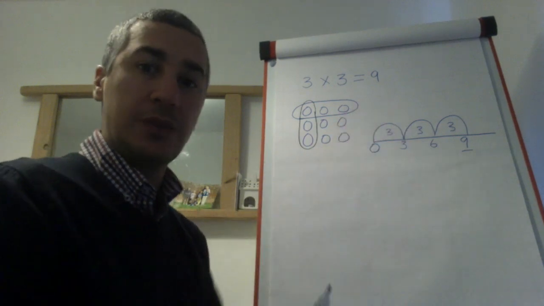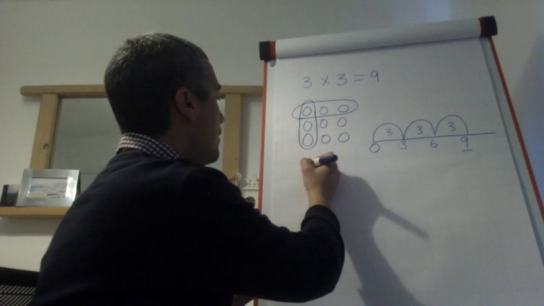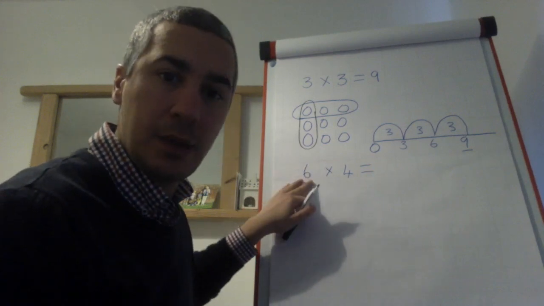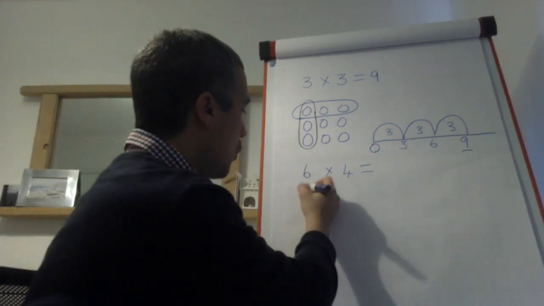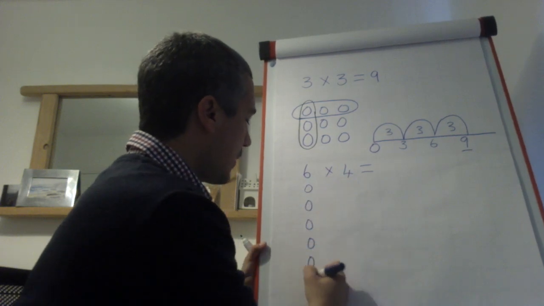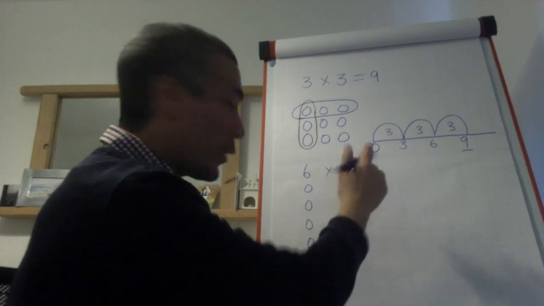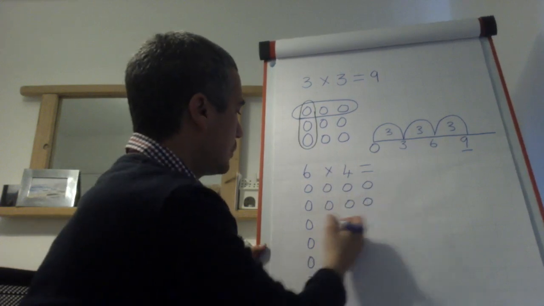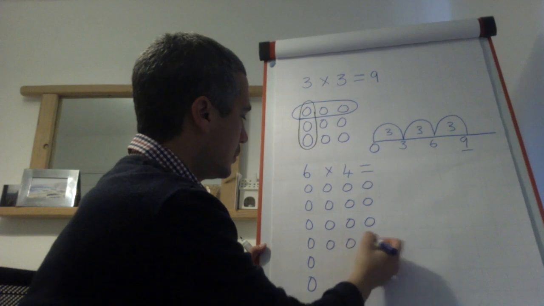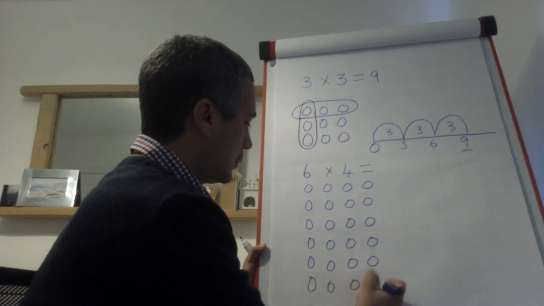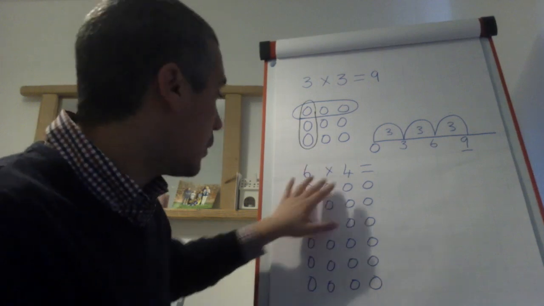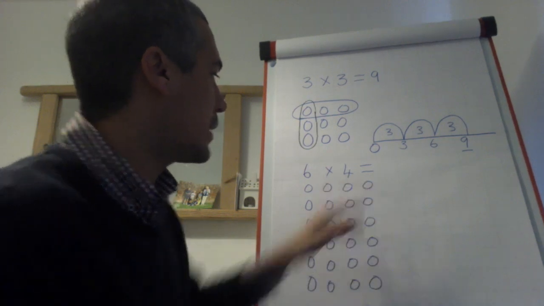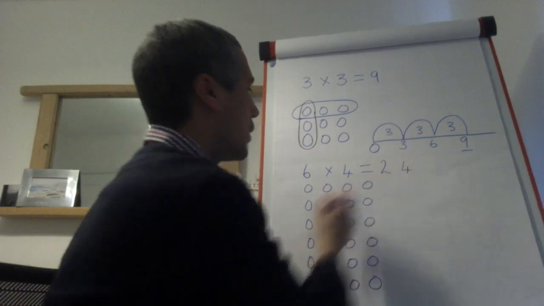Next, if we look at a slightly trickier calculation, if we do something like 6 lots of 4, we've got 6. So we know we're going to have 6 in our column going down. So we draw 1, 2, 3, 4, 5, 6. And then we know we're going to have 4 in each row. So we go 1, 2, 3, 4. And then we fill in the rest of our array. Okay, then to find our answer, we'd go 2, 4, 6, 8, 10, 12, 14, 16, 18, 20, 22, 24. We can see that 6 lots of 4 equals 24.